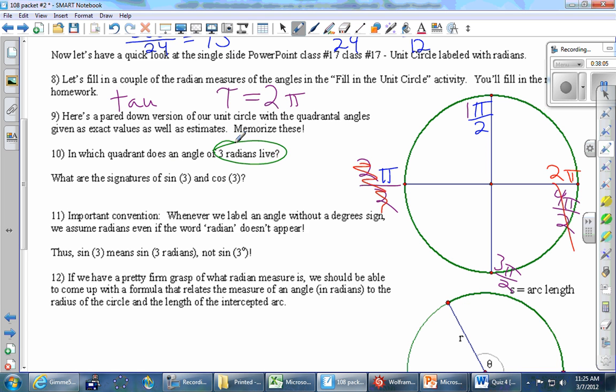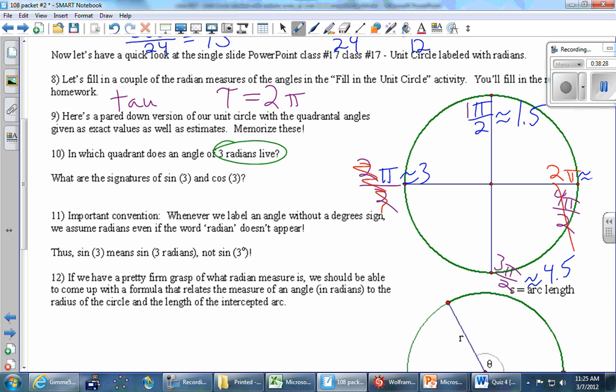Maybe it's important for us to have a sense of what these numbers are as decimals, roughly. Pi over 2 is about 1.5. Not exactly, but it's close. And then pi is around 3. And 3 pi over 2 is around 4.5. And then 2 pi is around 6.